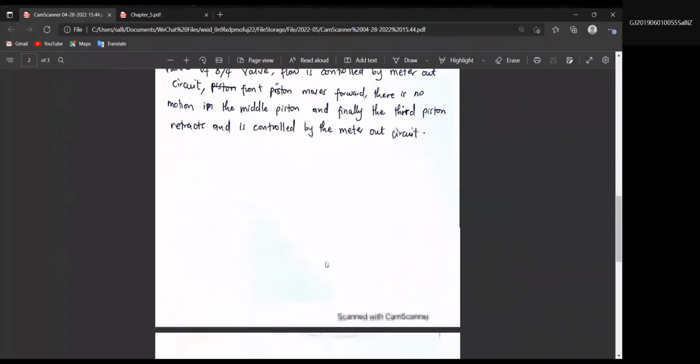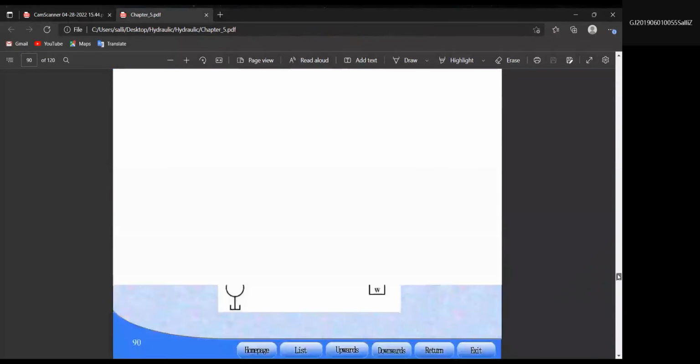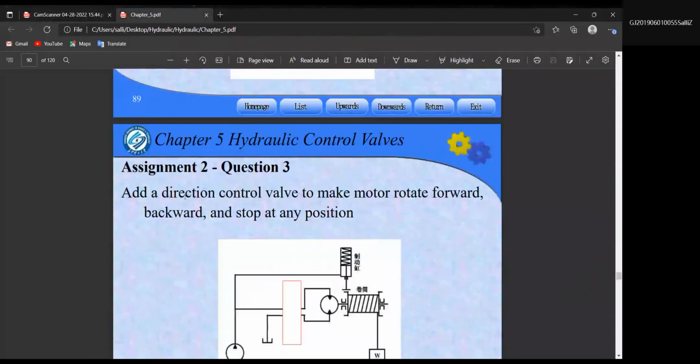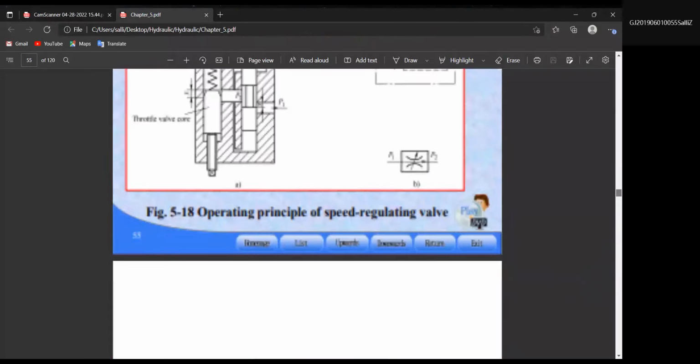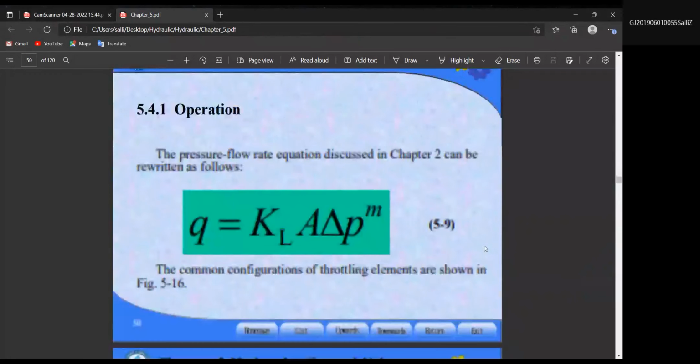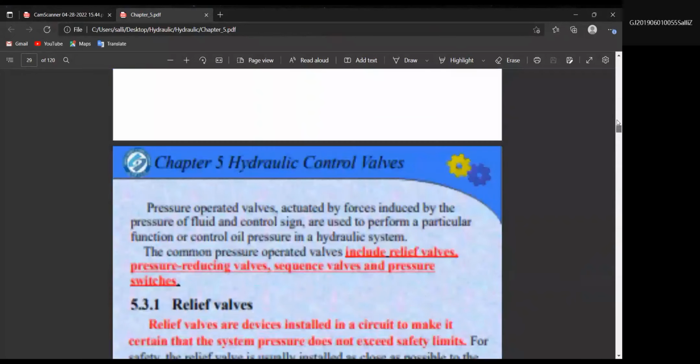And it's controlled by the meter circuit. The third question: we're asked to add the control valve to make the motor rotate forward, backwards, and stop at any position. So we are supposed to put a valve here to help simulate the hydraulic system to push the motor forward, back, and to stop. The valve that perfectly suits this system is still the four-way valve, which is here.